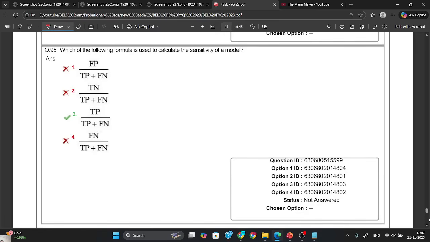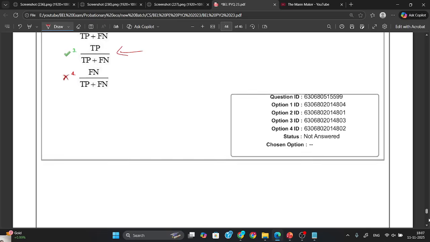Which of the following formulas is used to calculate sensitivity of a model? So sensitivity of a model we will calculate by TP divided by TP plus FN. This is the formula for sensitivity.